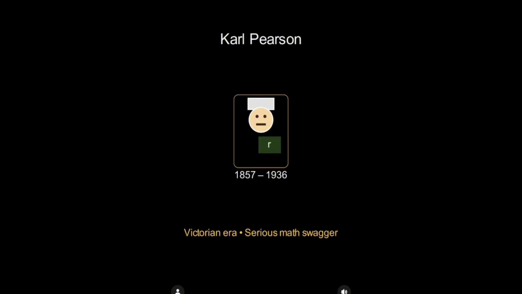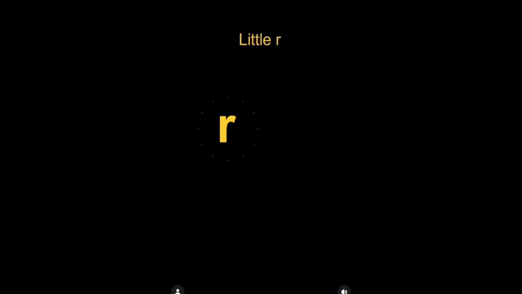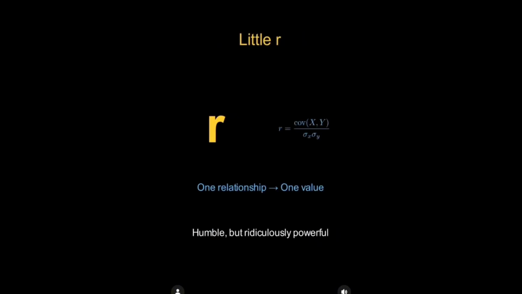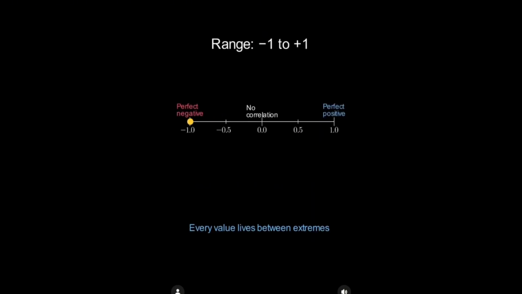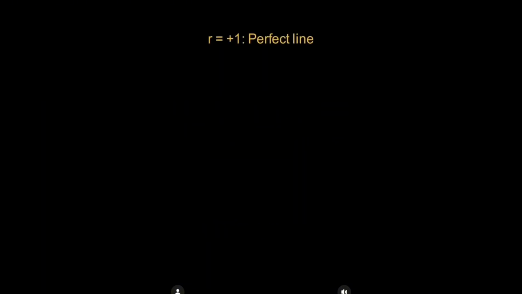Victorian era. Serious math swagger. Little r is humble, but ridiculously powerful. It boils every relationship down to one tidy value. Every value of r lives between two extremes. Watch the dot cruise across the entire spectrum. When r hits +1, the dots refuse to stray. Total predictability. Flip it to -1.